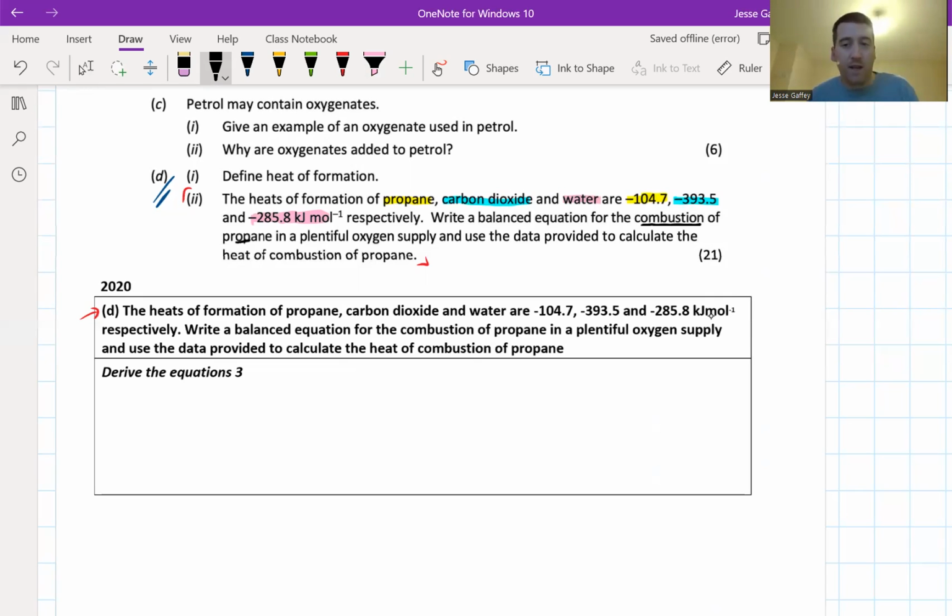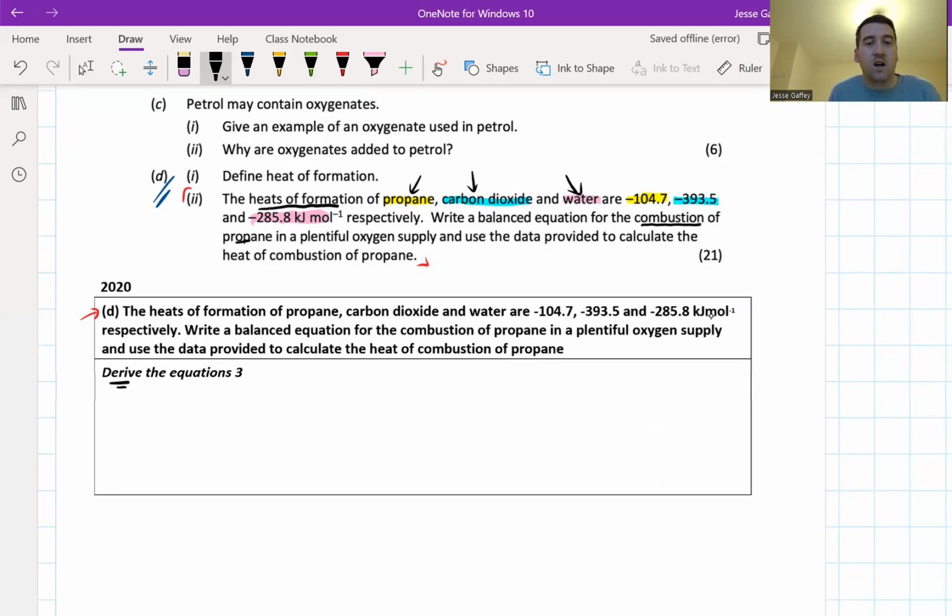But before we worry about the heat of combustion of propane, let's deal with this up here. What equations do we need to form each of these substances? Now, remember what heat of formation means. Heat of formation means the heat change when 1 mole of a substance, that's these 3 substances, 1 mole of a compound is formed from its elements. Okay, so what we have to do is, as it says here, derive 3 equations that show the formation of each of these substances from their elements.